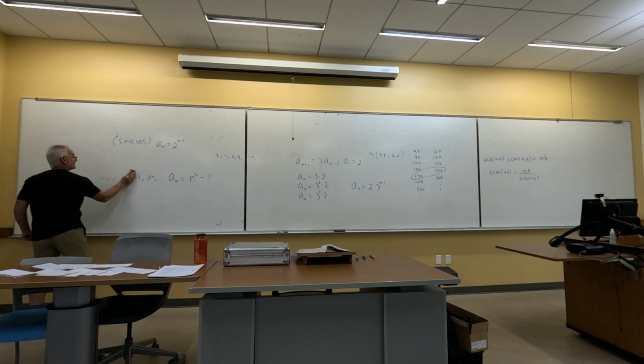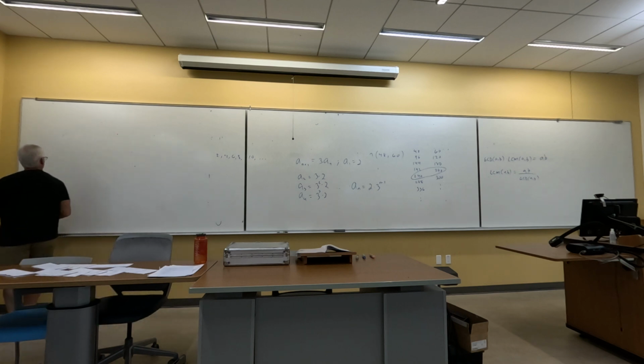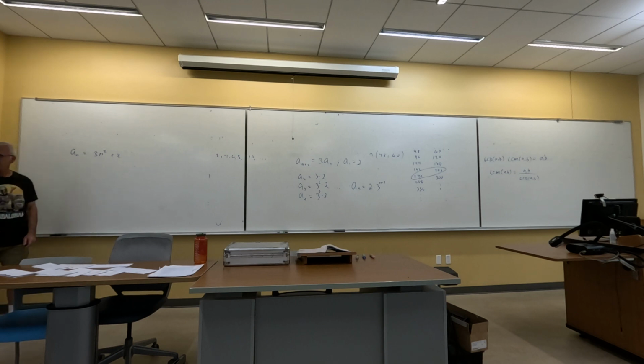So if I gave you a sequence, and I gave you the general term, and I said, all right, a_n is going to be 3n^2 + 2, can you give me the first five terms? This is pretty much a no-brainer, right? This is not mathematics we should struggle with.